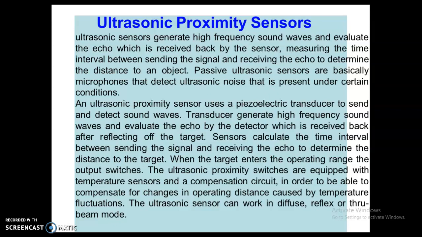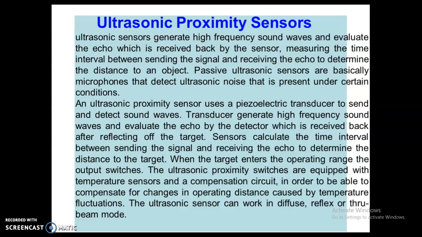The transducer will generate high frequency sound waves and evaluate the echo received back from the reflecting target by the detector. The sensors calculate the time interval between sending the signal and receiving the echo to determine the distance of the target. If there is no target in its vicinity, then it is not going to reflect the sound. Whenever the target enters the operating range, the output will be switched on.